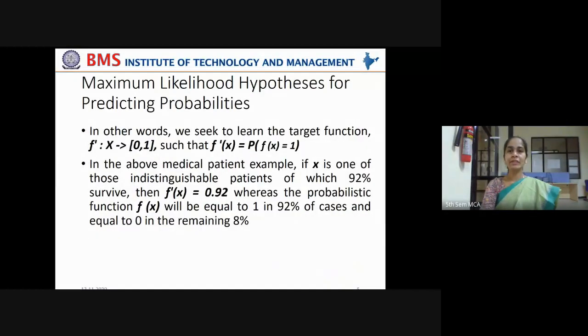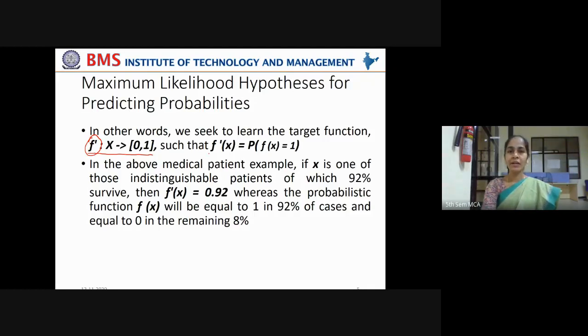Now, in other words, we seek to learn the target function. How you can exactly model this is f dash. We are trying to learn the target function f dash such that each training instance's output should be either 0 or 1 or any value between them, if it is a continuous valued function. If it is a categorical valued function, then it is 0 or 1. That's all. No continuous values in between.